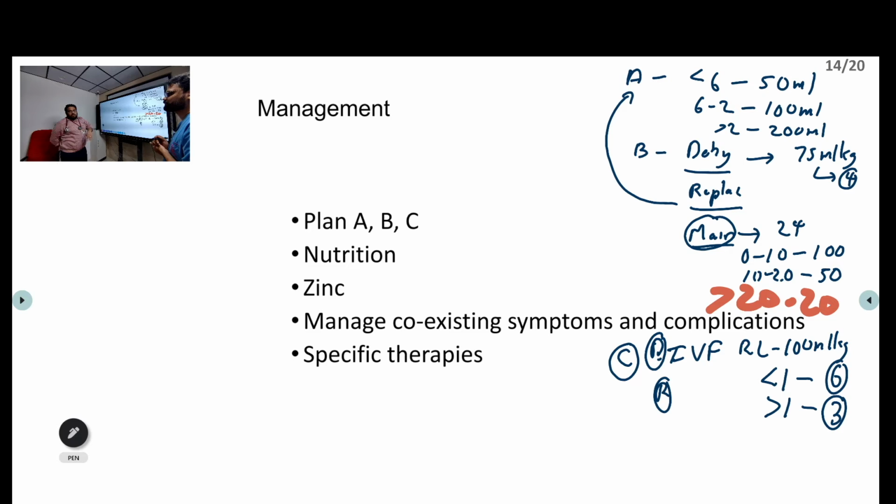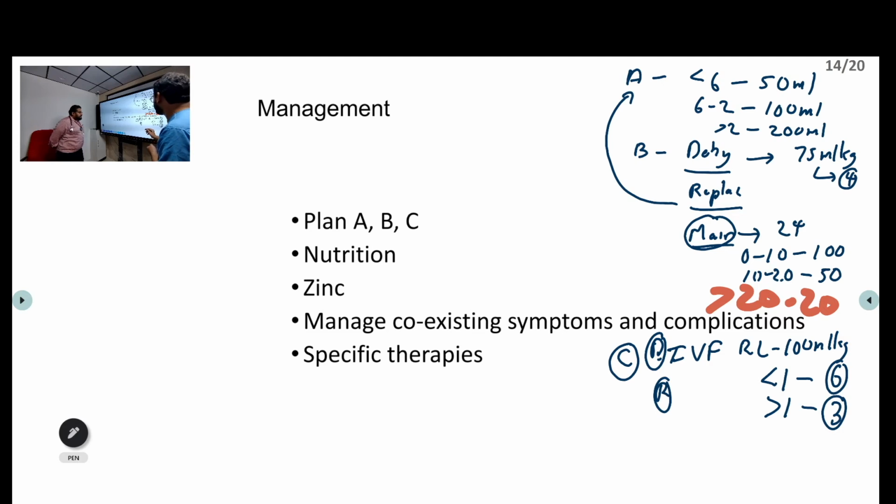You can give multiple boluses if severe dehydration has taken the child to hypotension. So in severe dehydration, the child might be lethargic, but might not have gone into hypotension. If there is associated hypotension, you have to go with the 20 ml per kg rule to correct that hypotension also. Okay. Then other parts of management: you have to look at the nutrition.